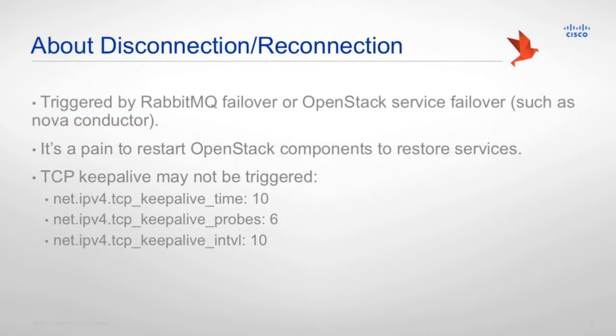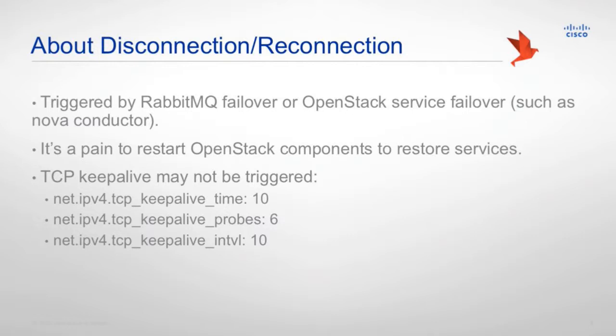Okay, the next big issue when we're talking about RabbitMQ is that in production or in dev environments, we sometimes see disconnection or failed reconnection. This may be triggered once we shut down one RabbitMQ for failover, or once an OpenStack service like Nova gets failed over or shut down. It's really a pain to restart OpenStack services just in order to restore the service, because that impacts the tenants.